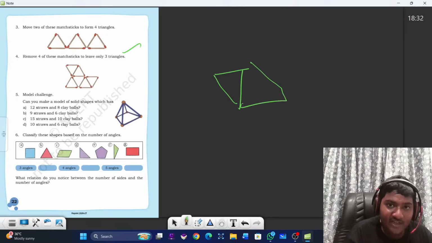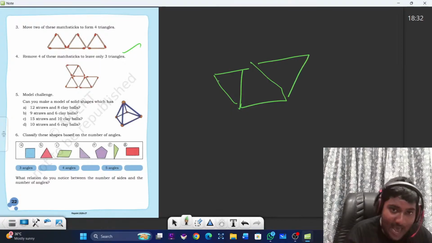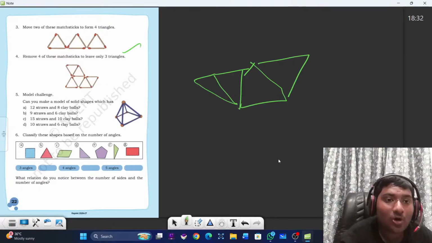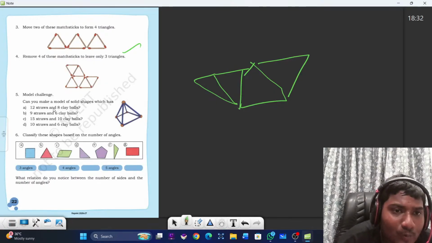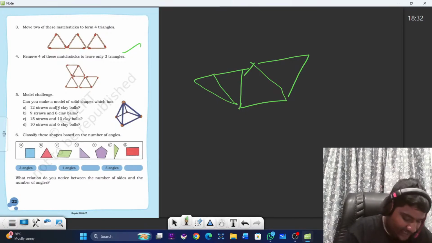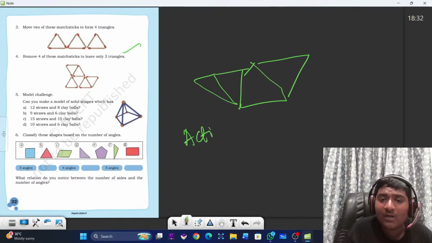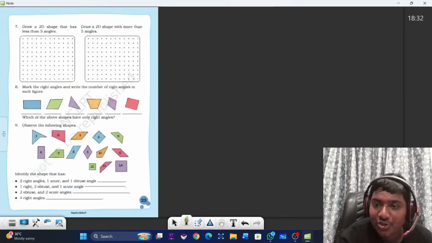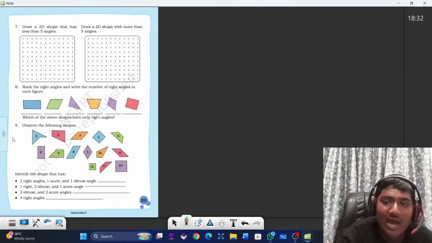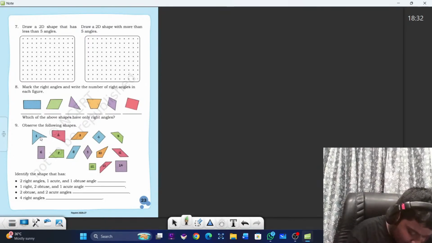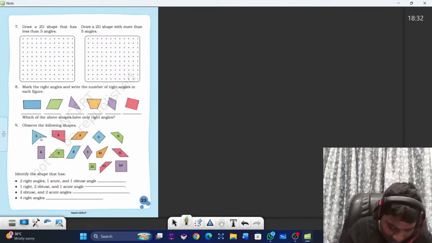Yes children. I've taken more than 1 hour for the session as this chapter was very, very long, children. Make sure to attempt the model challenge. Can you make a model of a solid shape which has 12 sticks and 8 clay balls? Okay, let us see how it works. This is also an activity. Try to do it at your home. It's not possible in the session. And we have come to an end. Last page, and then I'm going to wind up the class, children.